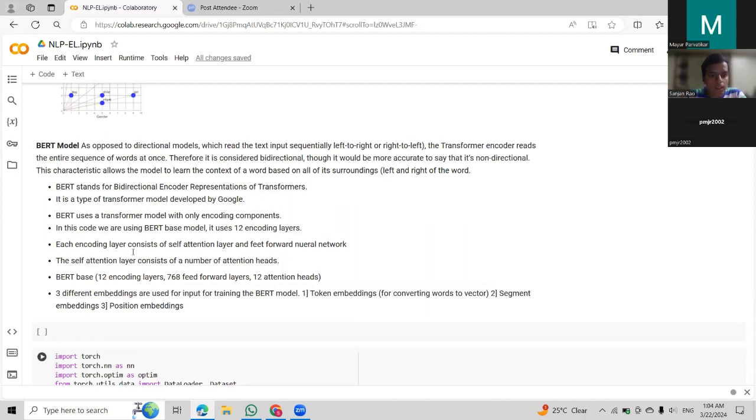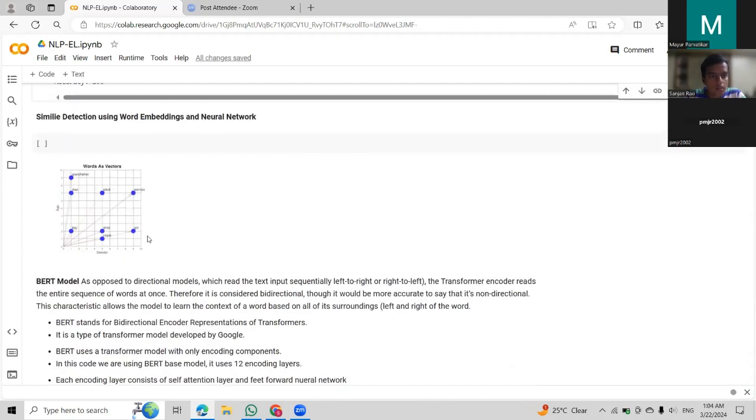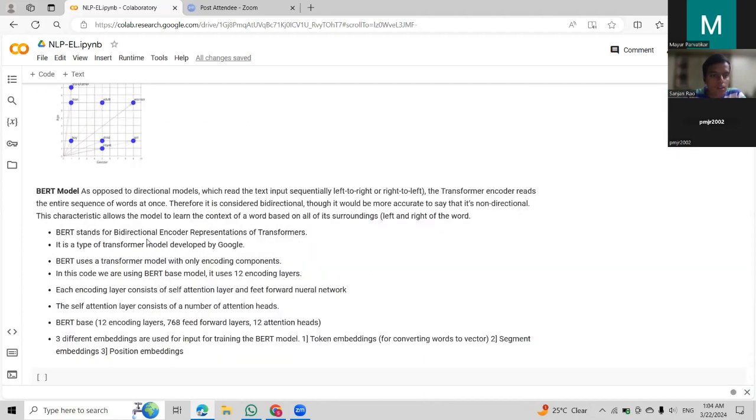Now, diving deep into the architecture of the BERT model, it basically contains 12 encoding layers, and each encoding layer consists of self-attention layer, whose output is connected to the feed-forward neural network. Each self-attention layer consists of a number of attention heads, which converts the words into vector format, and later this vector format is fed into the feed forward neural network, which classifies the sentence as a simile or not.